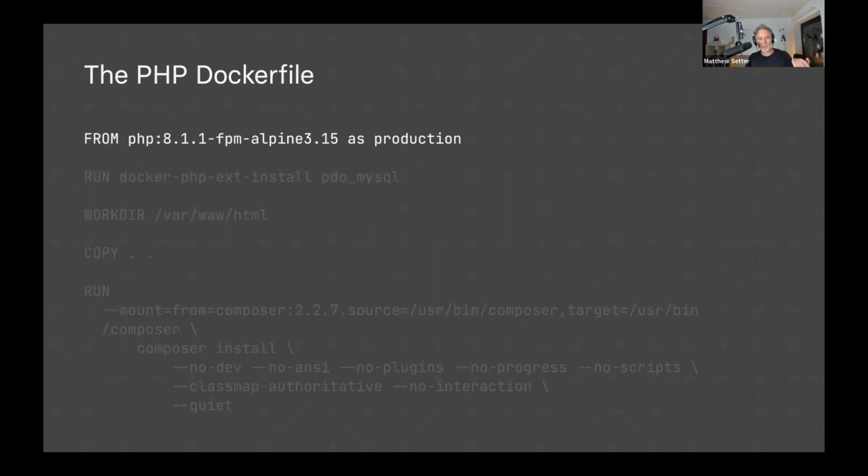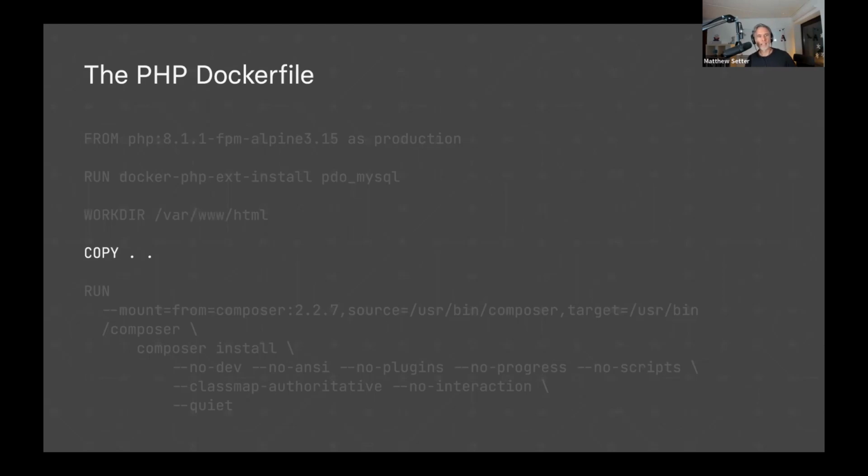Now, let's step through the second stage. Again, based on the same base image, but this time named production. So the first one for development and the second one for production. As before, it installs the PDO MySQL extension. It then sets the working directory, or the base path within the image where any subsequent instructions will operate relative to, if relative paths are used, which is just handy for later on, saving us from adding that base path throughout the file.